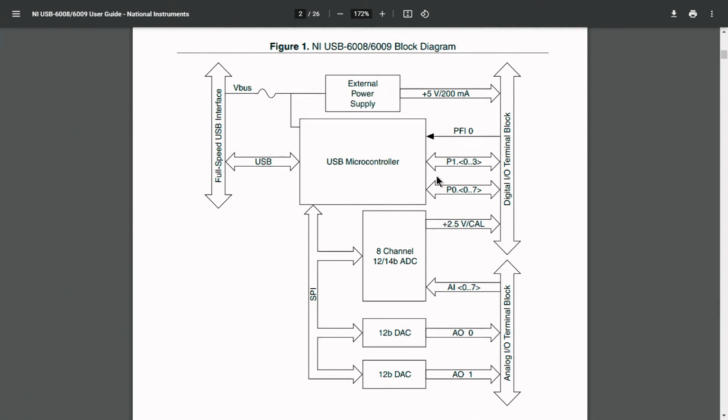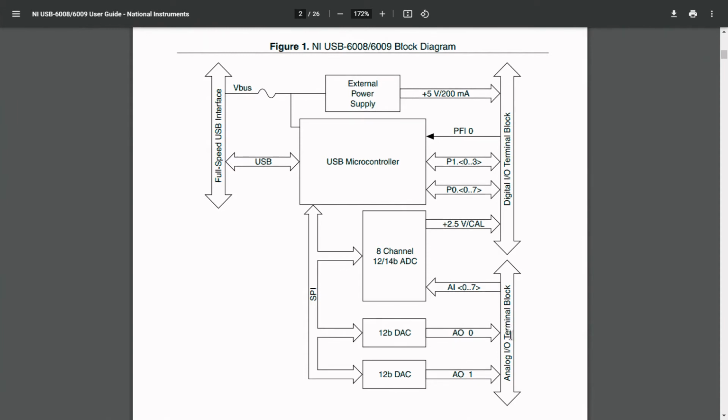This is a USB microcontroller. The communication between the analog blocks and the USB uses SPI. In between we have an 8 channel, 12-bit ADC, so it can support up to 8 channels. As it is a data acquisition device, it should also be capable of producing analog output signals. Since a microcontroller can only support digital data, it has a 12-bit DAC internally available. The digital data is converted to analog by using these DACs.